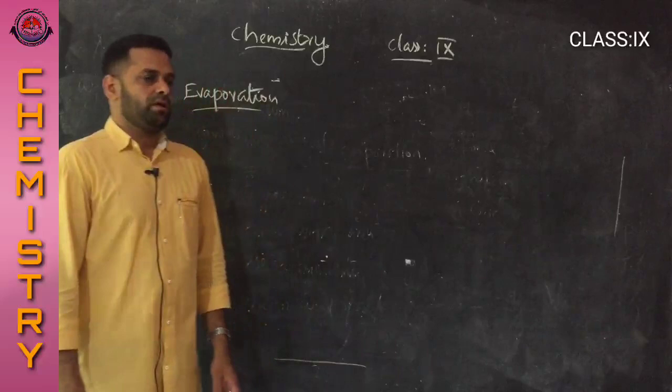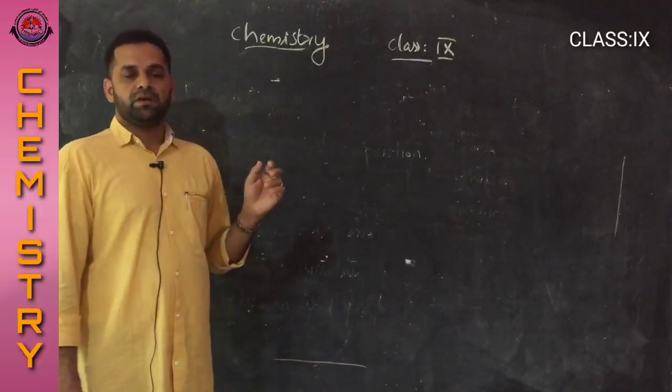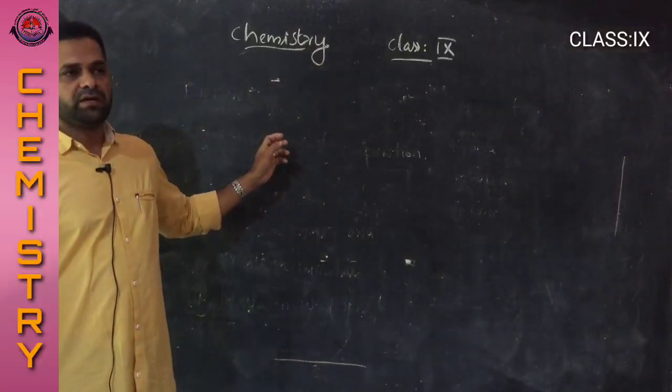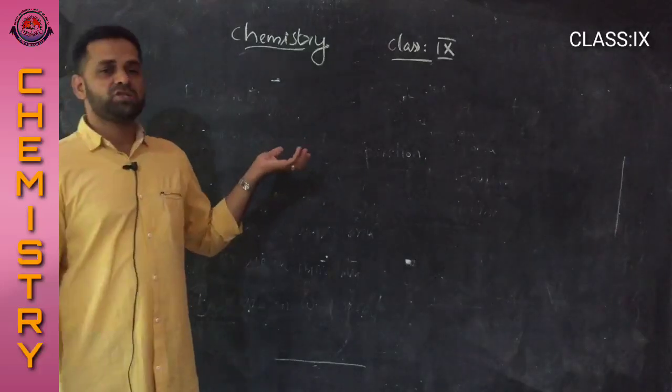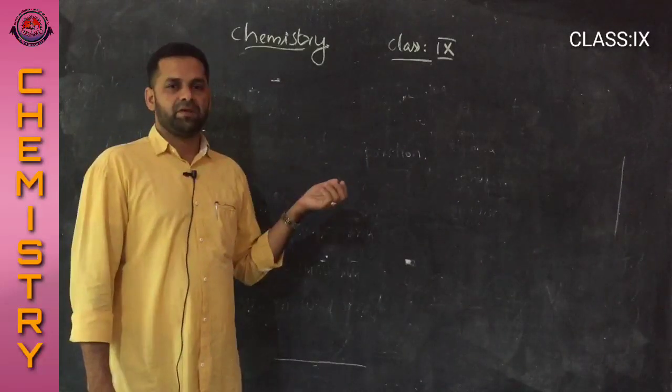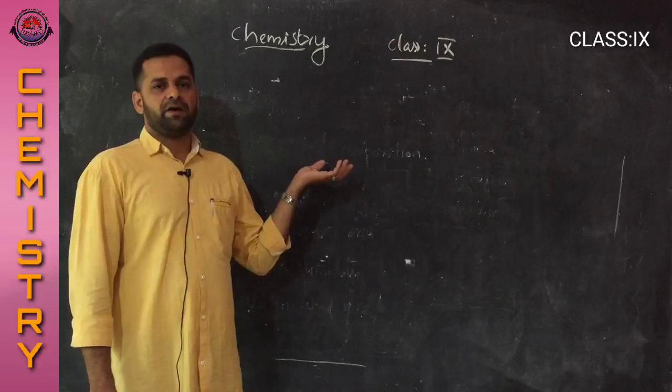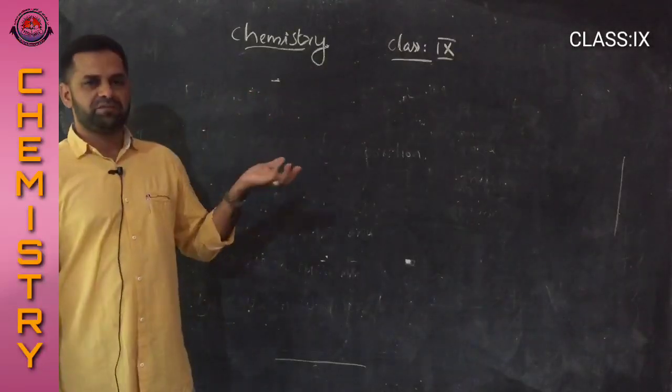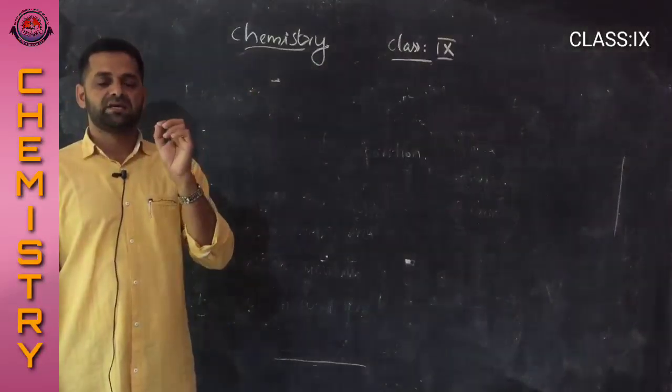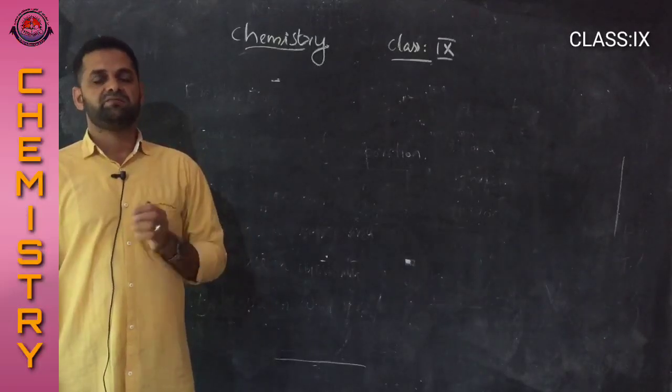Okay. And if ice cold water is kept in a tumbler, you can see after some time on the surface of the tumbler water droplets. So what is the reason for this?